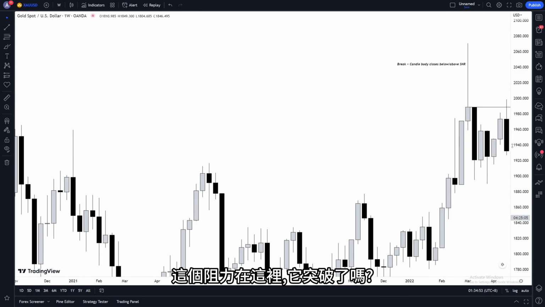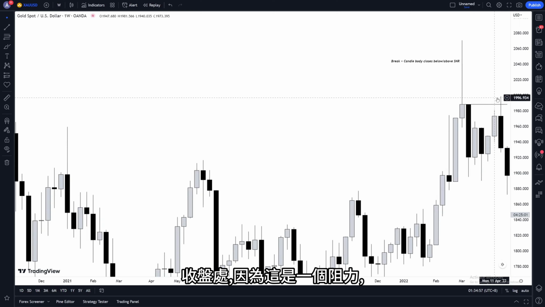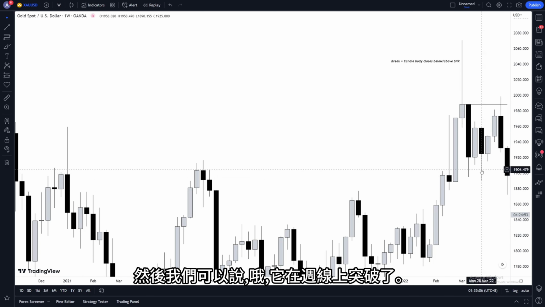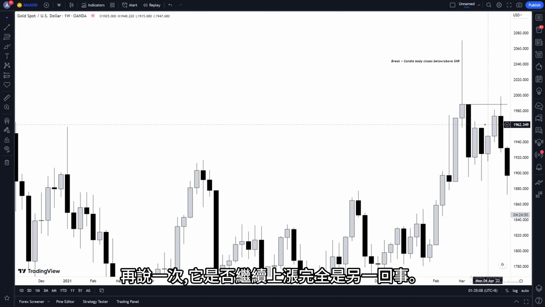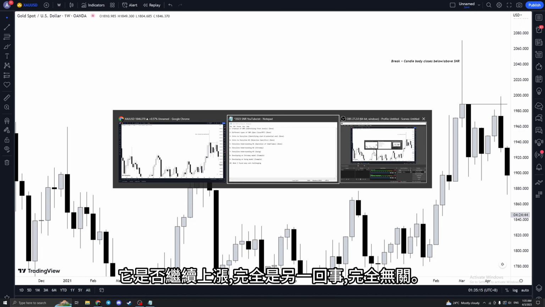No, it didn't. Why? This is the body of the candle. And where did it close? It closed here. Because this is a resistance, for it to break this level, it must close above. Then we can say, oh, it's broken that weekly. Again, whether or not it continues up is a completely different story. You guys understand what I'm trying to say, right? Whether or not it continues up, completely different story, completely irrelevant.